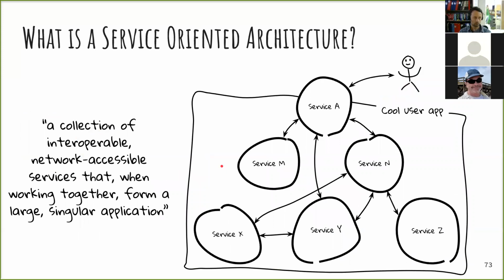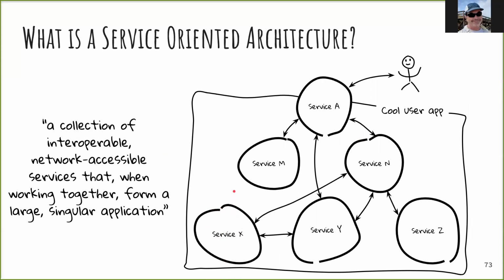Okay, now a big transition. I'm going to talk a little bit about what a service-oriented architecture is. This is a general description of an SOA system. It's a collection of interoperable network accessible services that, when working together, form a large singular application. I know you can read that on the left, but I just want to emphasize that. To demonstrate that idea, what I have on the right is a set of services, and these are network accessible services, whether on a local area network or a wide area network.